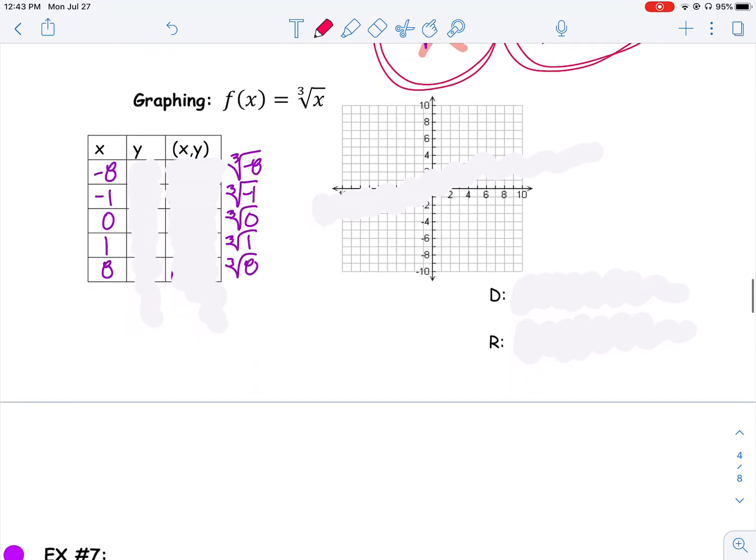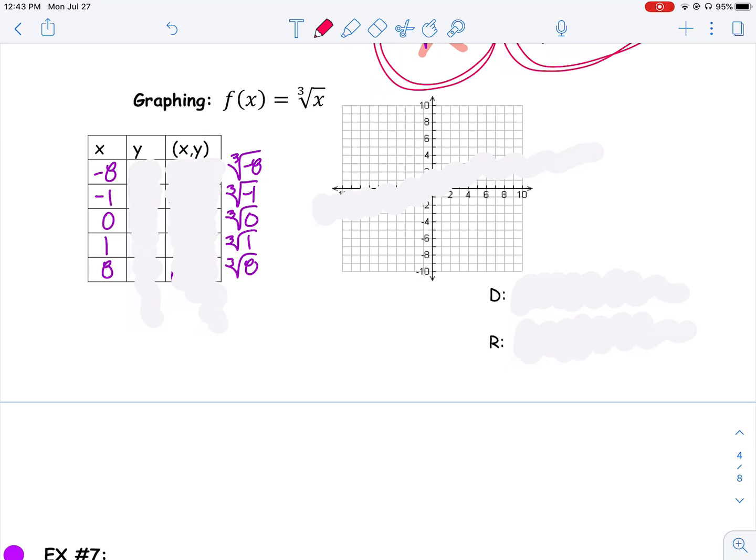Let's graph a cube root. We just saw what a square root looks like. Remember that breadstick? Let's see what a cube root of x graph looks like. Let's do the same thing. Let's pick a couple of x values, plug them in, find some ordered pairs, and see if we can find a pattern so we can graph what the cube root of x looks like.